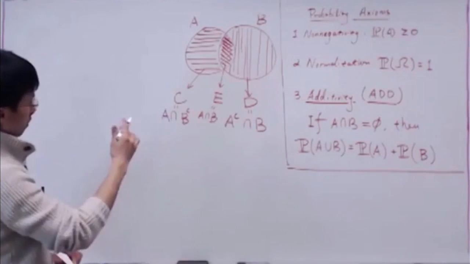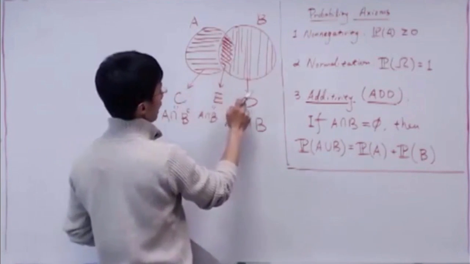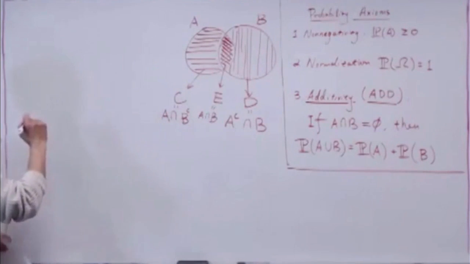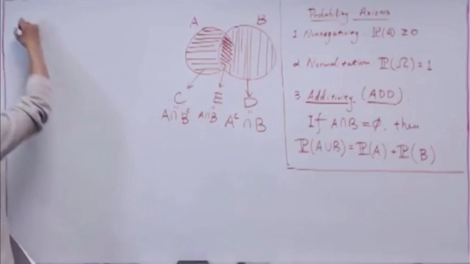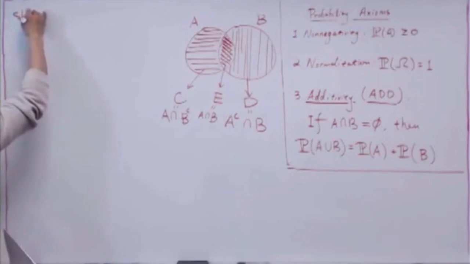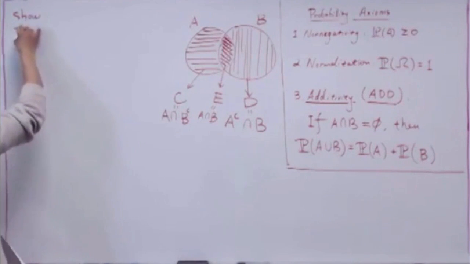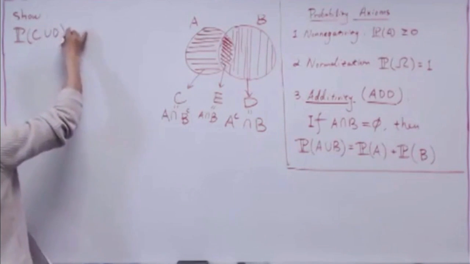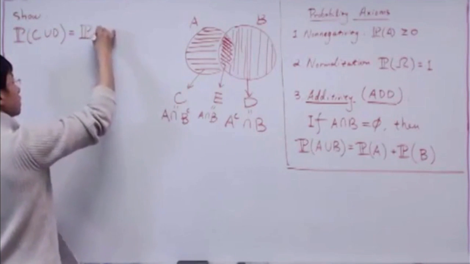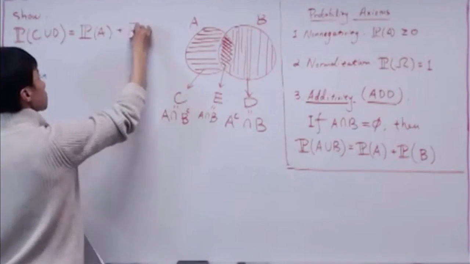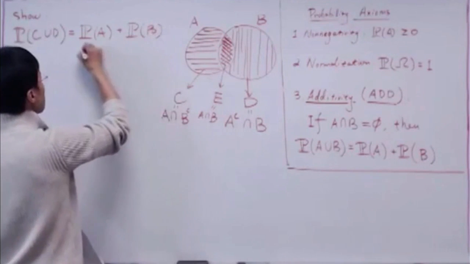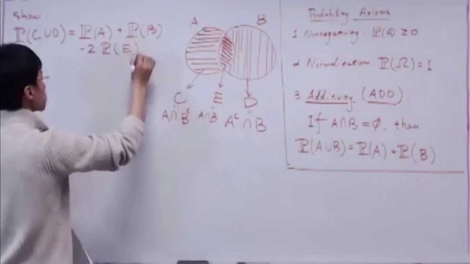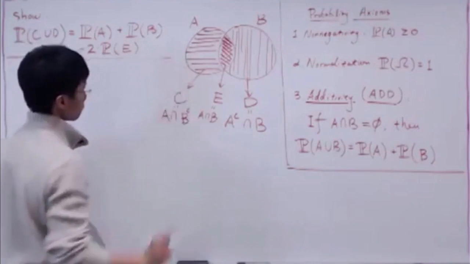For the rest of the problem, we're going to be using the notation C, D, and E instead of whatever is down below. If we use this notation, we can rewrite our objective as the following. We want to show that the probability of C union D is equal to the probability of the event A plus the probability of B minus twice the probability of E. And that will be our goal for the problem.